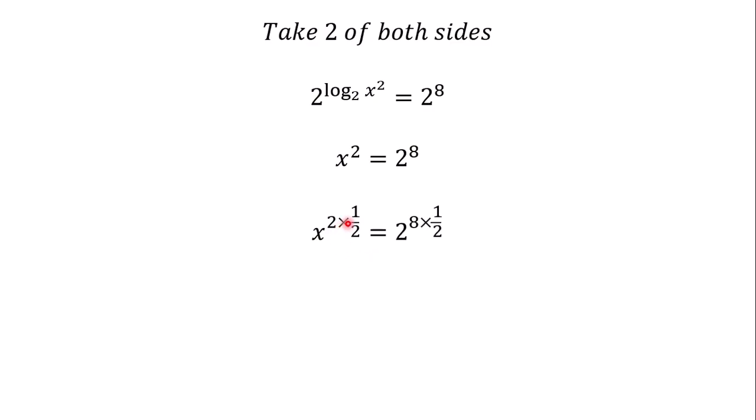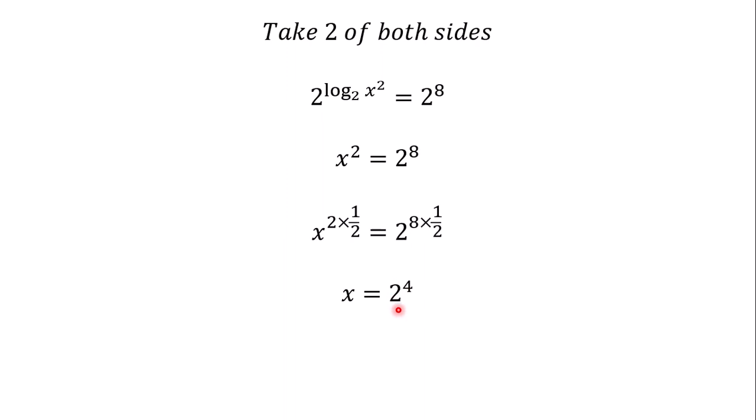Now when you multiply this one by half, this and this will cancel out and be left with x. X to the power 1 is x. Here, 8 times 1 over 2 gives us 4. So we are going to get x is equal to 2 raised to the power 4. Though we've gotten our answer, we haven't really, we have to find the actual value of 2 raised to the power 4.